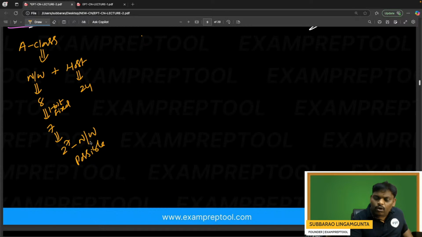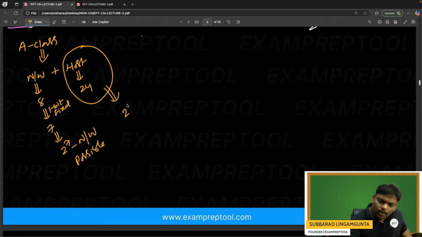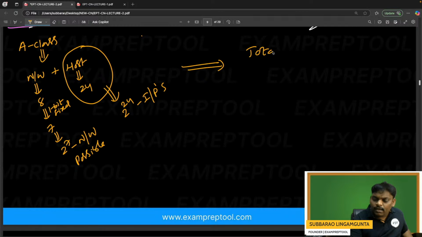But in one network, how many hosts? In one network, 2 power 24 IPs are possible. Remember, one network contains 2 power 24 IPs. Some people are asking how many total IPs are in class A?